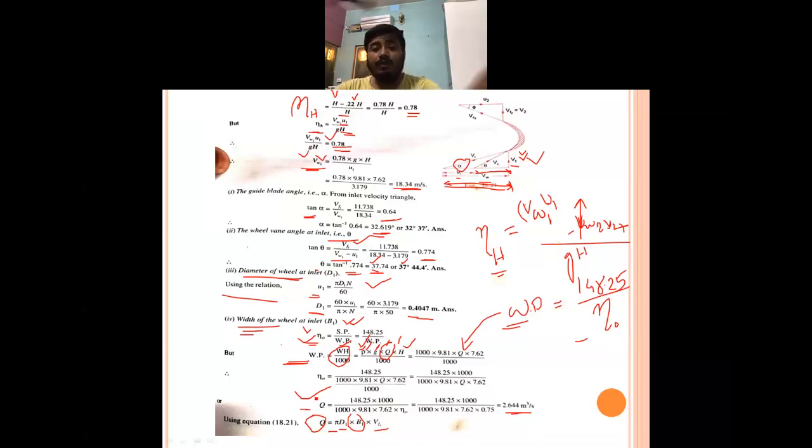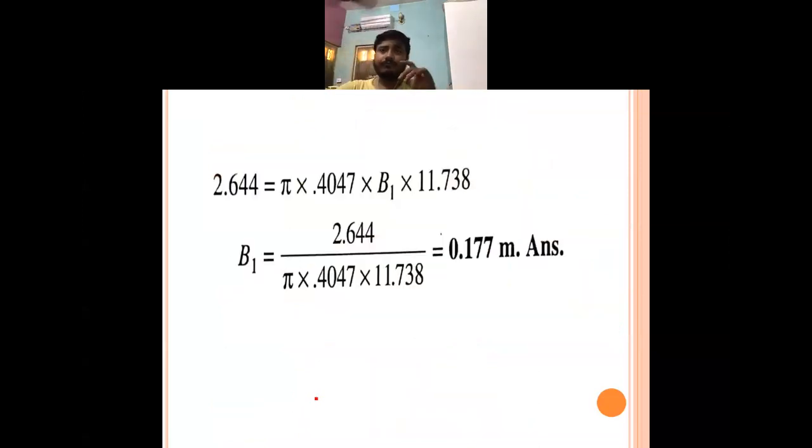Okay, now we will put the value over here. So Q is equal to like this. D1 we have already got, 0.4047, B1 we have to find out, and VF1 is 11.738. So B1 will come 0.177 meter. Clear? So this is the way to solve the problem in Francis turbine.